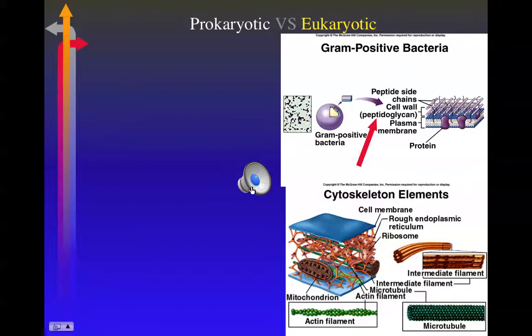Another distinction between pro and eukaryotic cells would be the cytoskeleton. There are no cytoskeletal structures in prokaryotes. You can find cytoskeleton structures in eukaryotic cells.